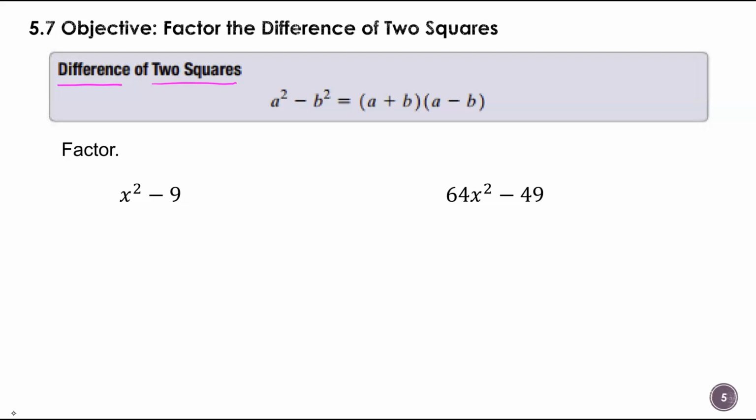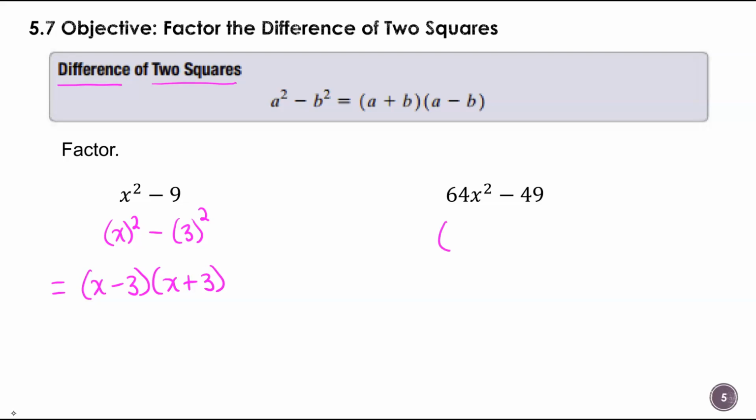So if we identify the A and B, in this case, x is my A and 3 is my B, then it factors as x minus 3 times x plus 3, or you can write it in the other order. Notice this says a plus b times a minus b. It doesn't matter which order we put those in. So I kind of go back and forth with those so you can see it's okay either way.